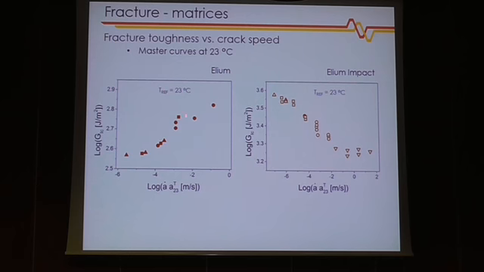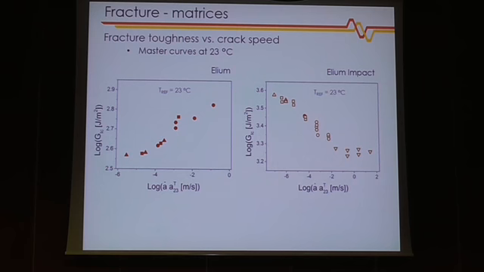And we can see that the two materials exhibited a different behavior. In one case, we had an increasing trend of fracture toughness with the crack propagation speed, as expected by viscoelastic fracture theories, while in the case of the toughened resin, we had a decreasing trend.